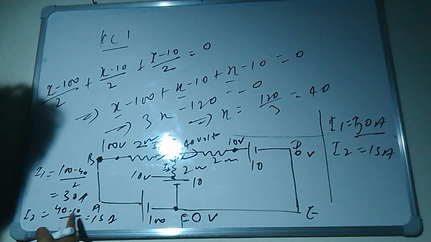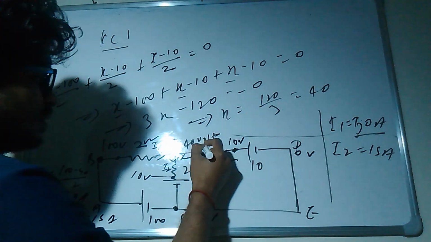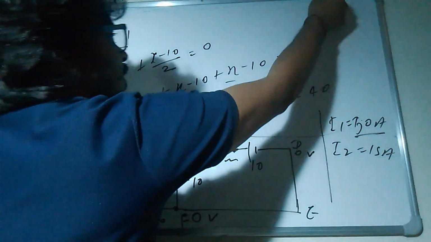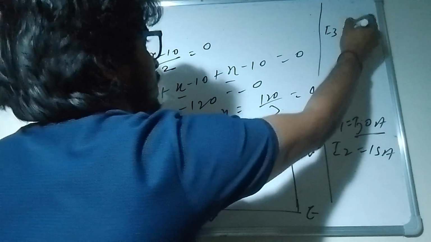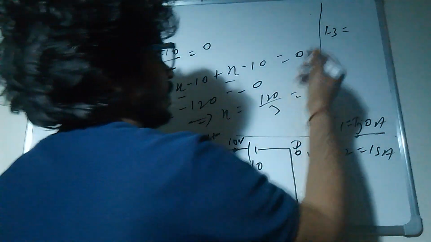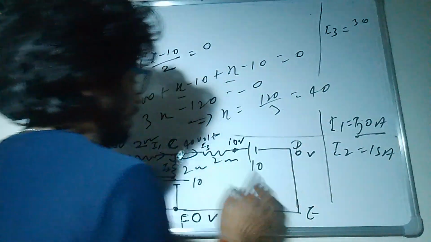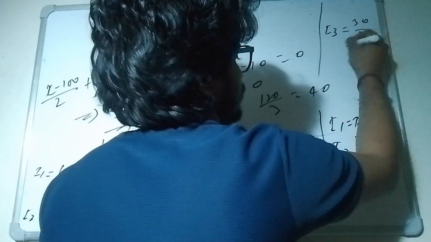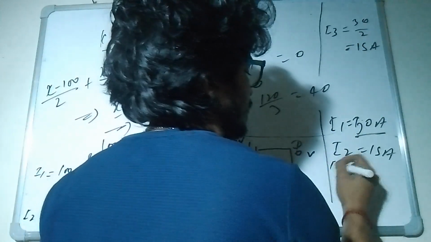Now I'm finding here the current I3. Suppose this current is I3. So I take this as I3. What is I3? This is 40 volt, this is 10 volt. 40 minus 10 is what? 30 volt and divided by 2. So divided by 2, this is 15 ampere. So I3 is 15 ampere.